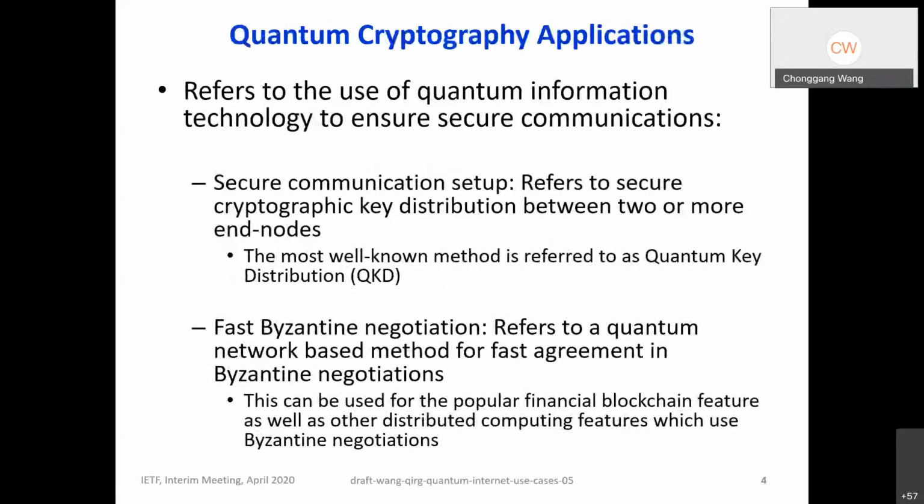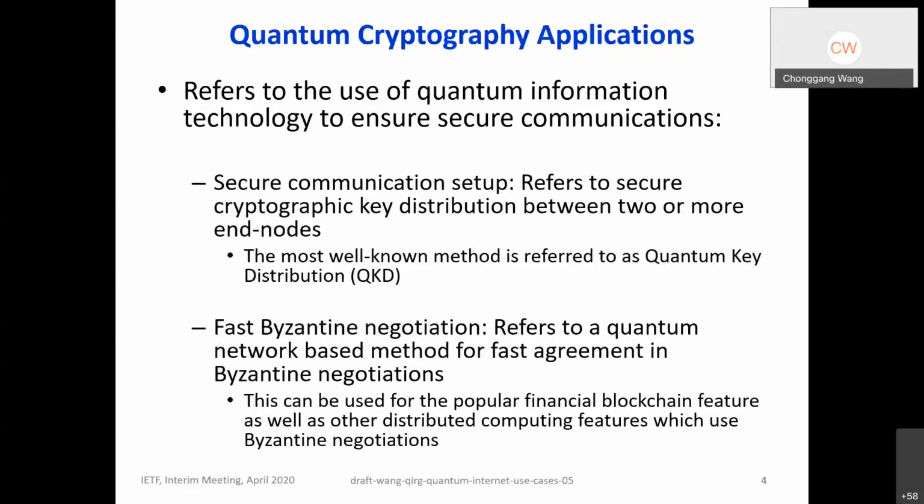So the first type of quantum applications is the cryptography applications. We think it's the category for using quantum information technology to ensure secure communications. Two examples are given here. The first is secure communication setup, for example, to secure the cryptographic key distribution between two or even more end nodes. Quantum key distribution is one of the approaches for this purpose.